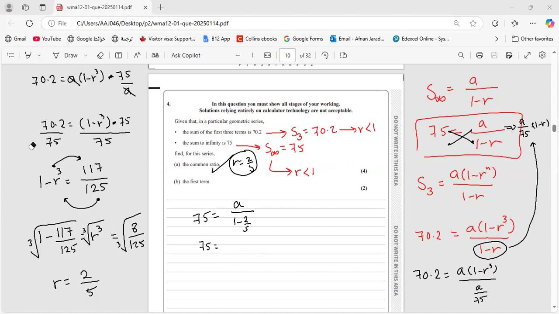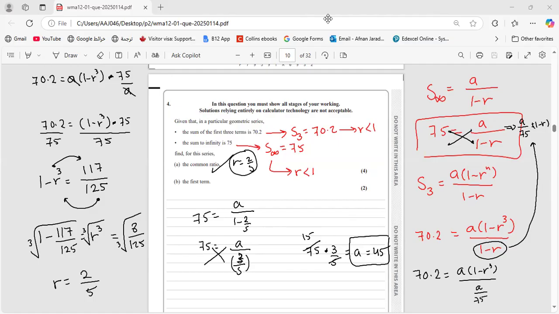75 equals a over 3 over 5. Cross product: 75 multiplied by 3 over 5 must equal a, so a equals 45. Yes, 45. 75 divided by 5 is 15, so 15 multiplied by 3 equals 45. So a equals 45.